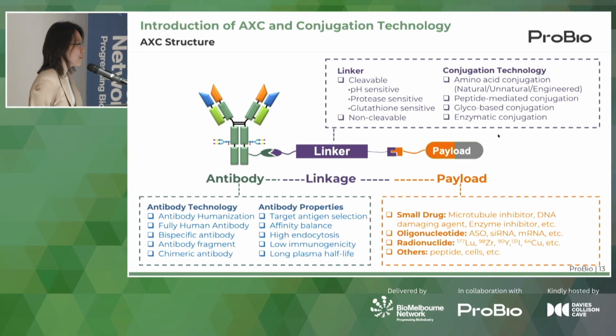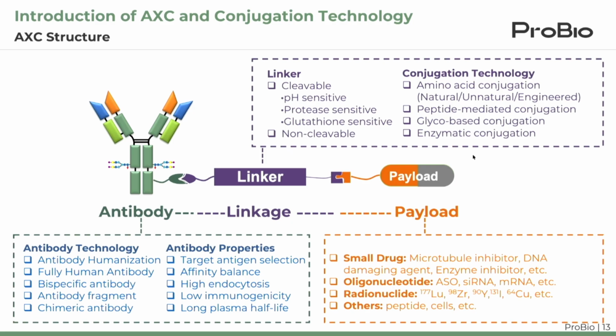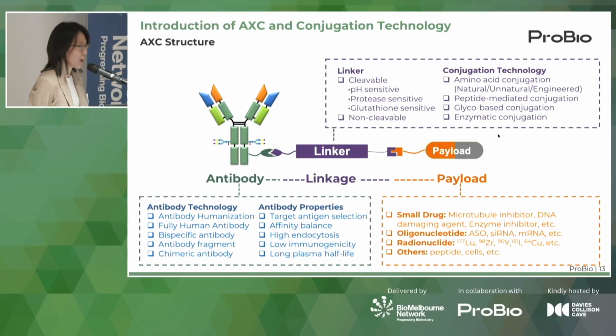In AXC design, there are three key components, namely the antibody, the linker, and the payload. The antibody should have a desirable affinity with low immunogenicity. The payload must deliver the intended therapeutic effects without excessive toxicity. And the linker connects the antibody to the drug and should release at specific conditions in the target tumor or tissue environment. Last but not least, the conjugation technologies determine how these key components are connected, and will be the focus of discussion for today's talk.